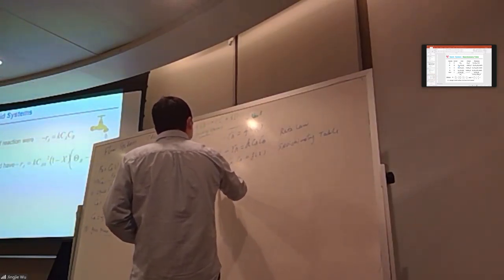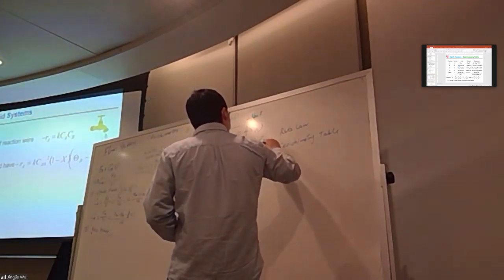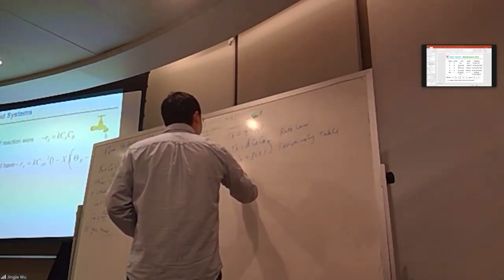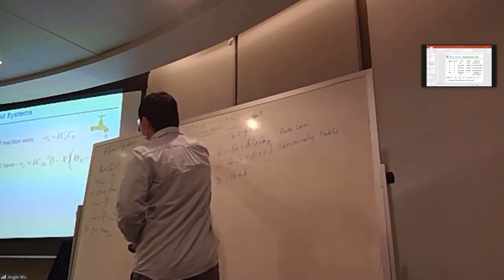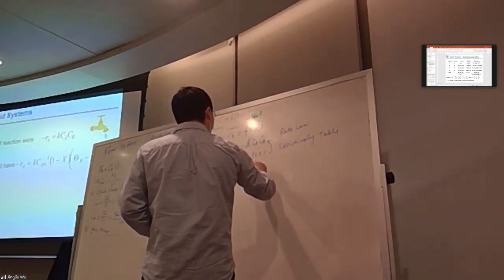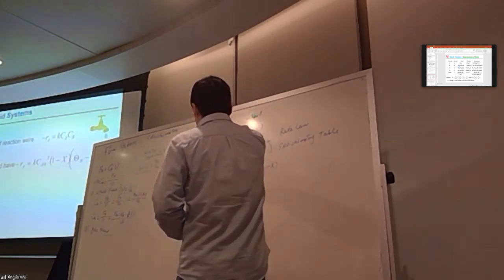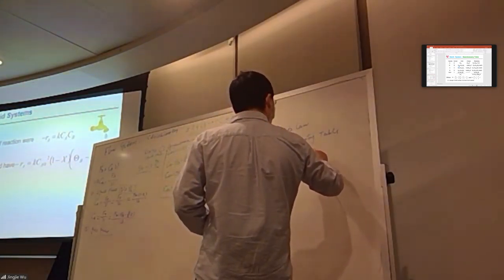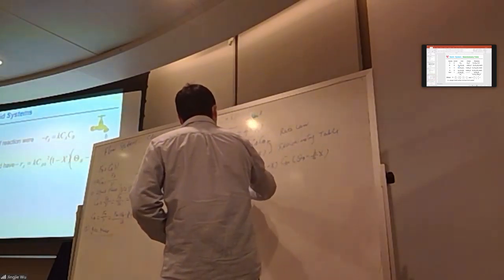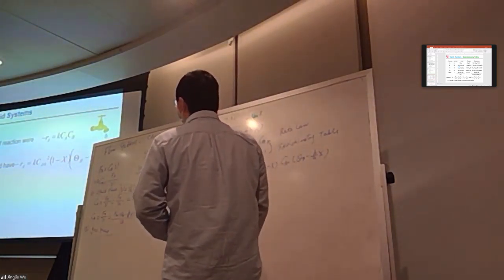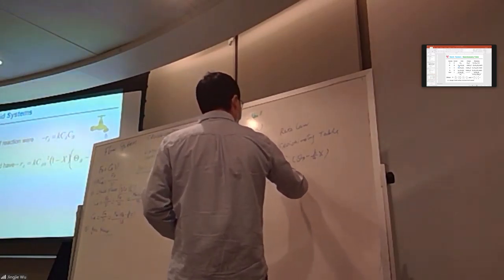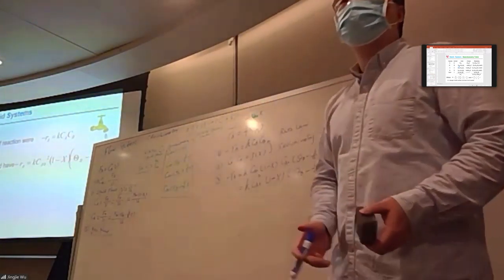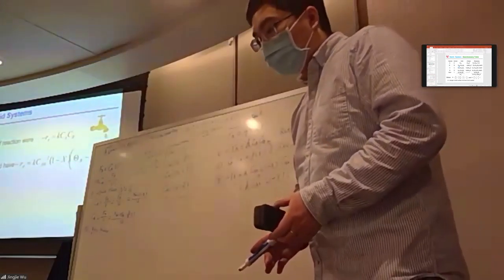Then what we need to do is put it back into equation one. So RA equals k times CA, and CA is CA0 (1 minus X). CB is CA0 theta B. So that equals k CA0 squared (1 minus X) theta B. The logic is like this way.